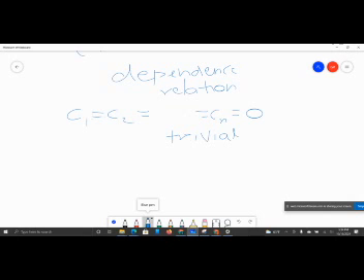On the other hand, if at least one of these coefficients is non-zero, then we say it's non-trivial. So if a sequence of vectors has only the trivial dependence relation, we say that it is linearly independent.